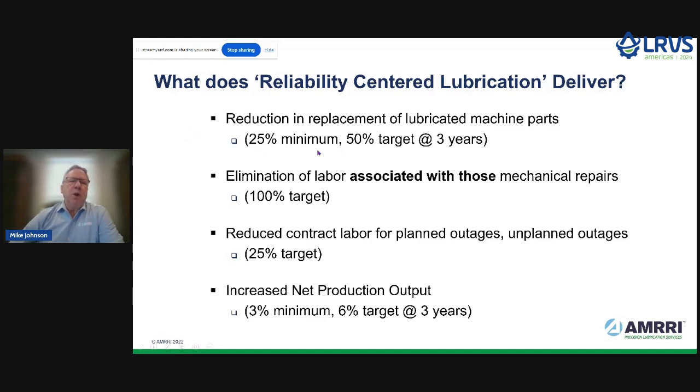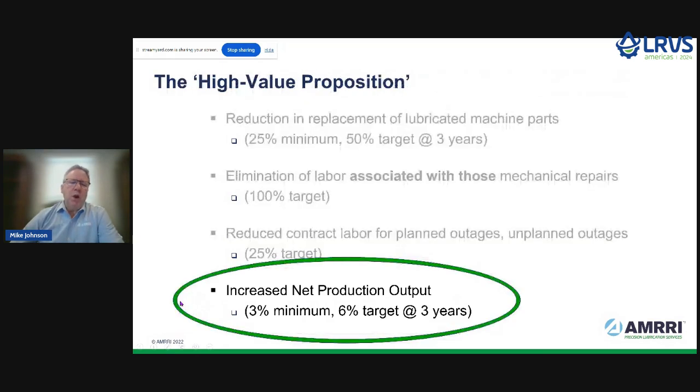A reasonable target is 25% reduction. An ambitious target would be 50% in the frequency of repairs over a 3-year period. Elimination of labor associated with those repairs, any contract labor associated with those repairs, and far and away, more importantly, increased net production output. Regardless of the cost incurred to replace machine parts, that dollar value pales in comparison to the potential of increasing production output without adding new production machinery.